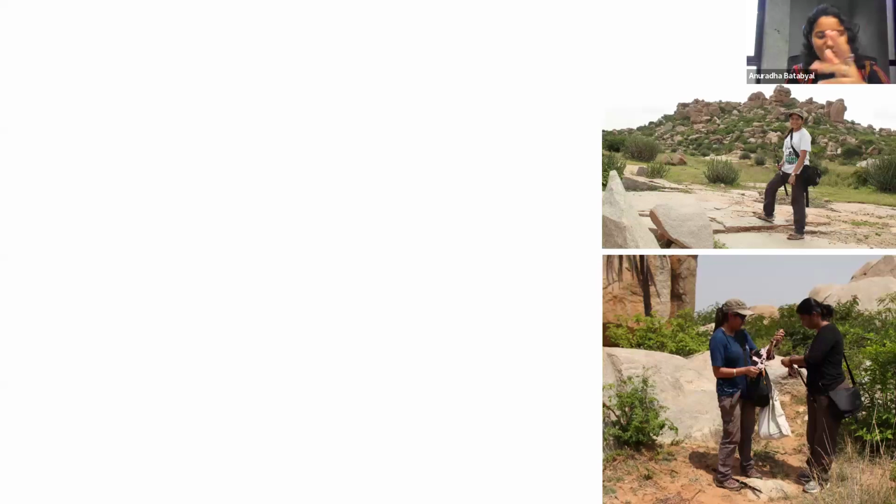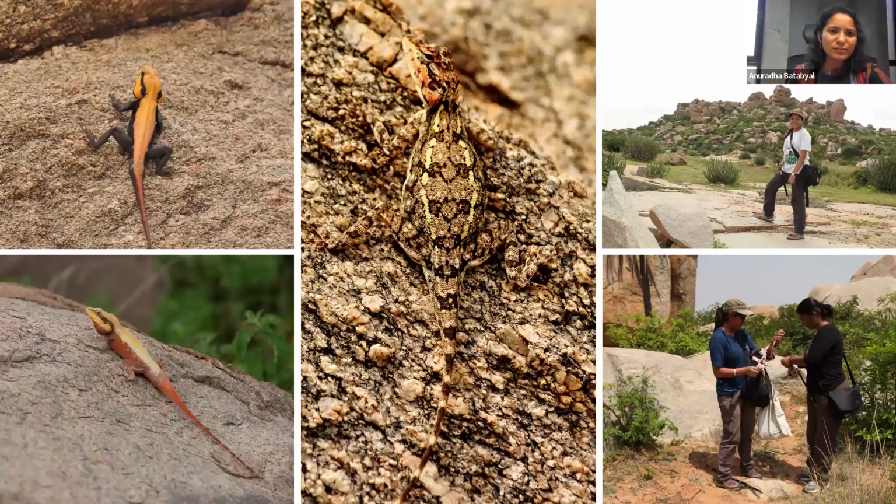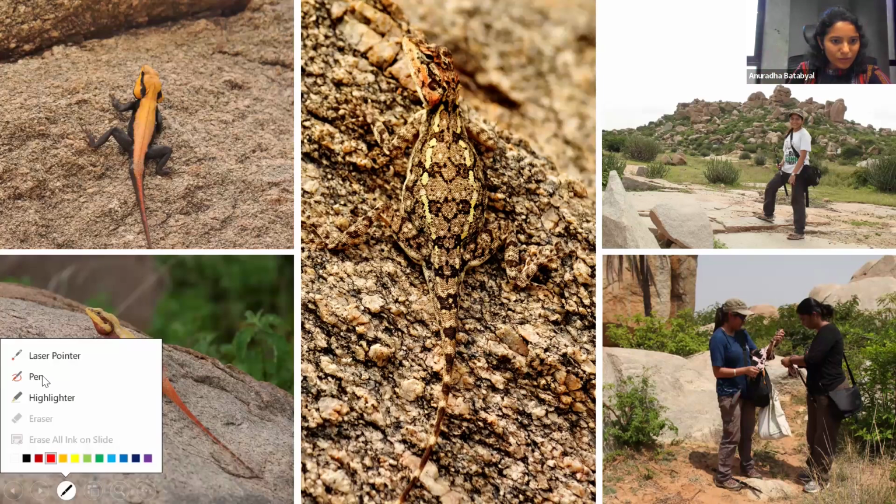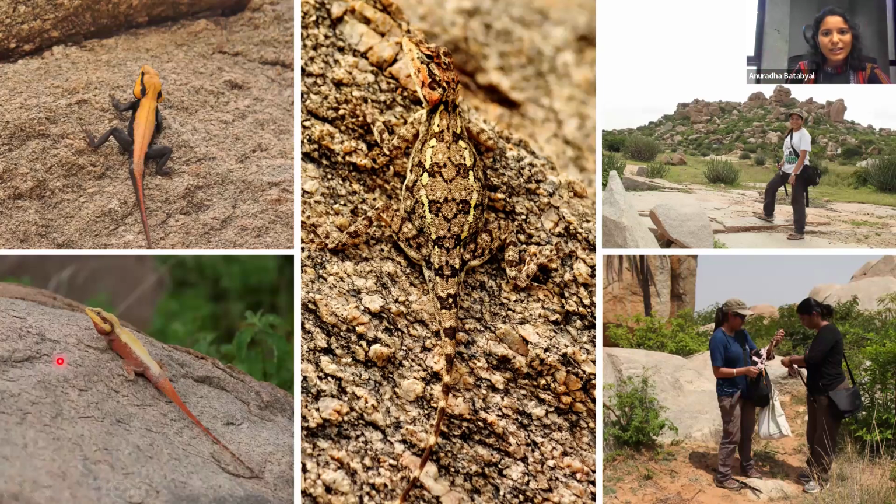So these are some of my photos from on field. I started going to the field and first just looked at these lizards, which really were very attractive to me. What you see in the middle of your screen is a female. Let me just use the laser. Okay, so this is a female, and as you can see, she's super camouflaged. She's camouflaged really well in the background. And these are the males.